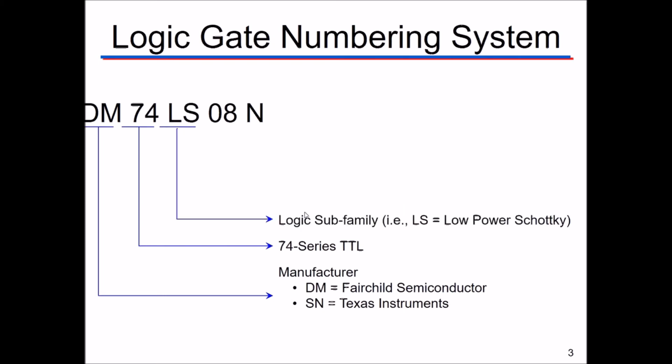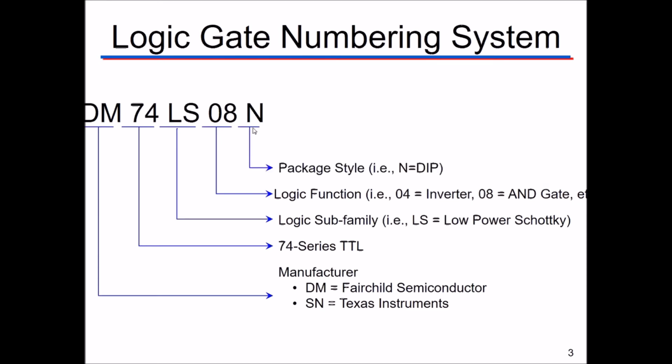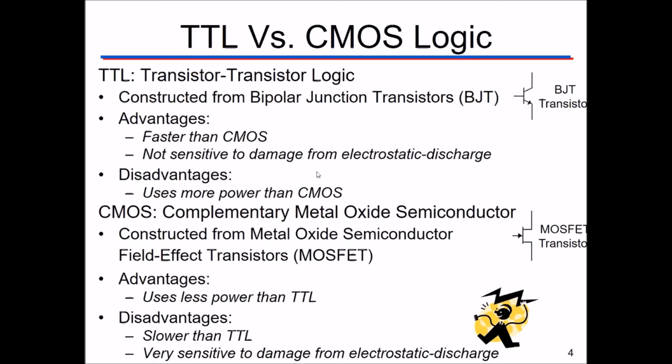These next two letters, again, are sort of a subclass of TTL. It's a little bit more about the technology that's used to make the chip. Again, in this course, we're going to be using what's called low power Schottky. The next two numbers, we already talked about this, tell you what the chip does. And the very last letter tells you the package style. And more about that in a slide coming up.